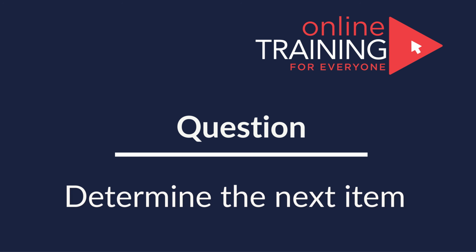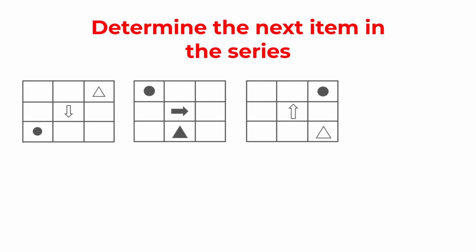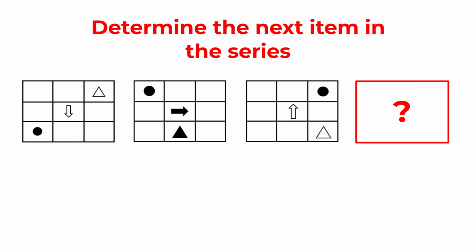Very frequently on the test, you might get a question to determine the next item in the series. We are looking at exactly this type of question here. You are presented with a series of 3 by 3 matrices. Each matrix has a circle, arrow, and triangle inside. And your goal is to determine matrix number 4 in the series.